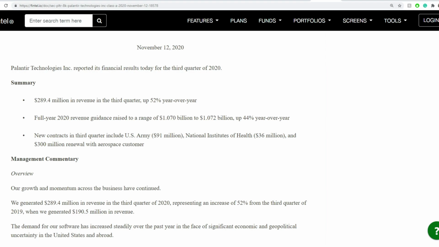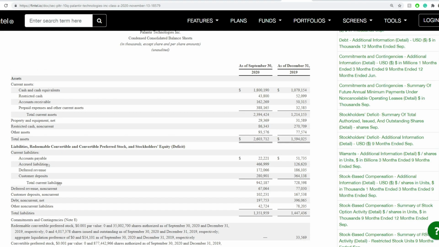Now it comes towards the summary of their earnings. 289.4 million in revenues in the third quarter, up 52% year over year, so that's bullish. Full year 2020 revenue guidance raised to a range of 1.07 billion to 1.072 billion, up 44% a year. New contracts in the third quarter, including the US Army, 91 million, the National Institutes of Health, 36 million, and a 300 million renewal for aerospace customers.